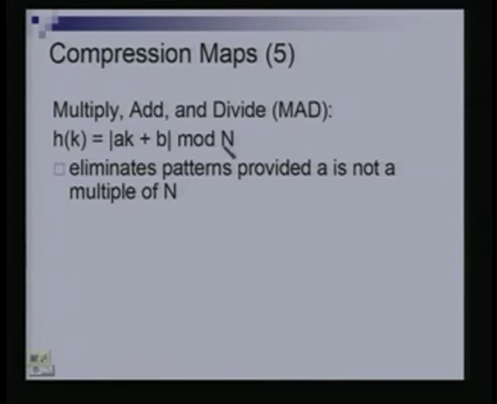Here a should not be a multiple of n. If a were a multiple of n, what kind of problem would you have? A mod n would be 0, so ak mod n would be 0. So for any key, you will always get mapped to the same location b. In fact, a and n should be co-prime if possible, to avoid any kind of patterns happening.